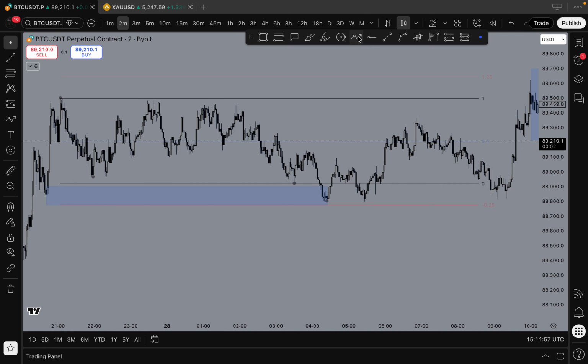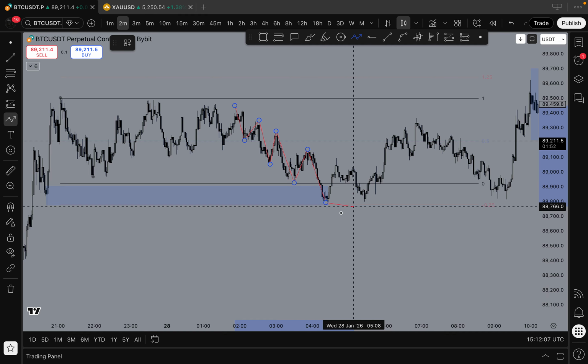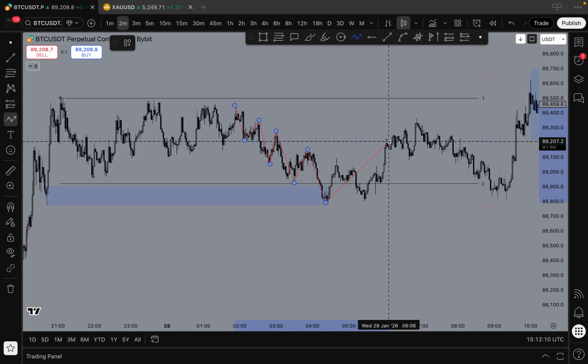So if we look at structure right here, you had low, high, low, lower high, lower low, low, low, high, low, low, lower high, lower low. So to break this to bullish, you need to break above that high. So at this moment, you broke your structure to bullish.